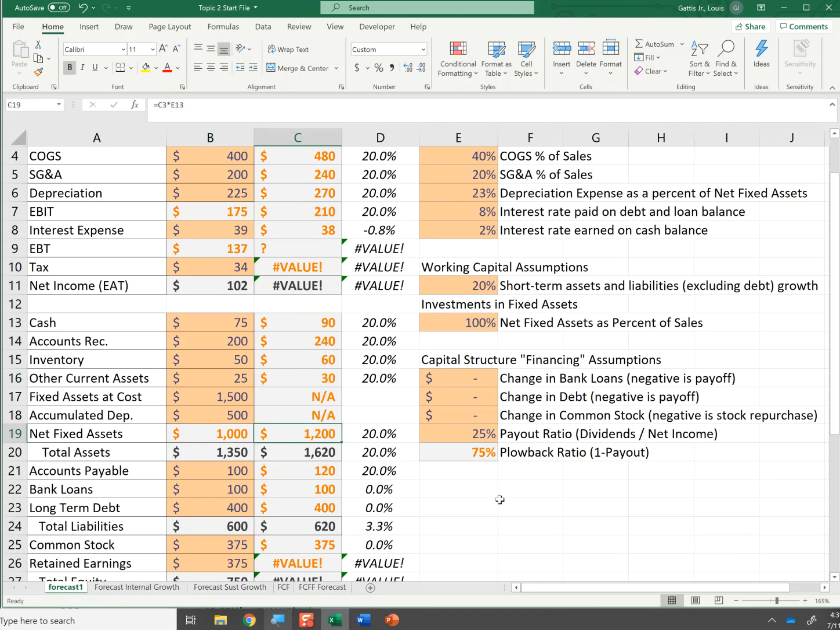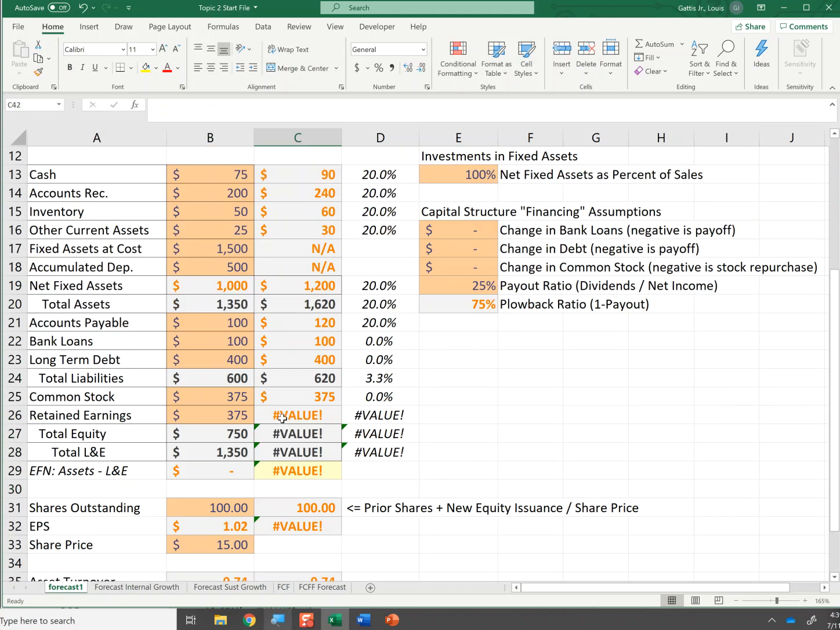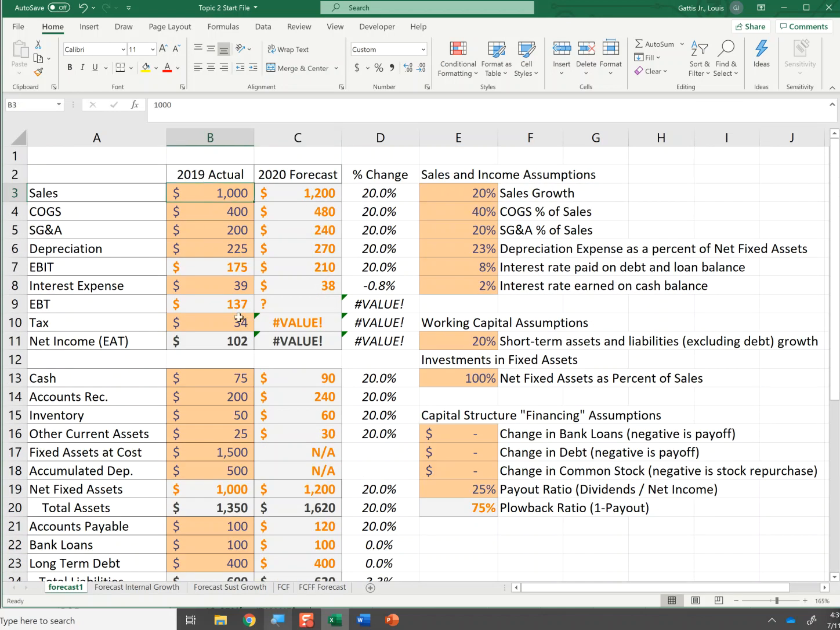Now, what did I do with net fixed assets? Look, I just have a formula here. I'm going to assume that net fixed assets is some percentage of sales. I'm going to use 100%. So in order to generate $1,000 in sales, last year I needed $1,000 in net fixed assets. I'll assume that relationship holds, so I'll take 1,200 times 100%. So again, it's just assuming that there's some relationship between the assets you have, which are, say, property, plant, and equipment, and the sales forecast.